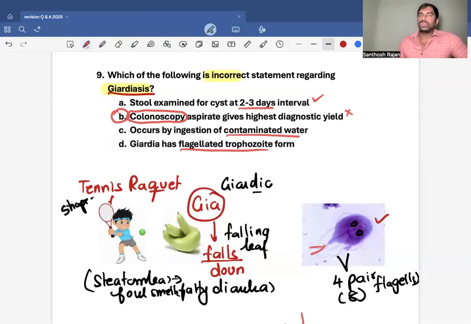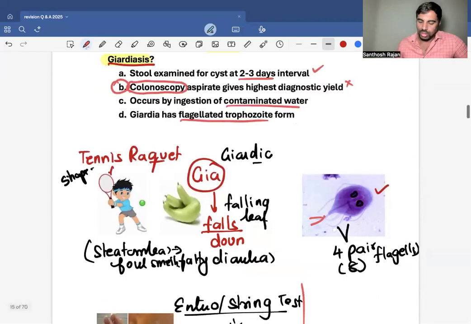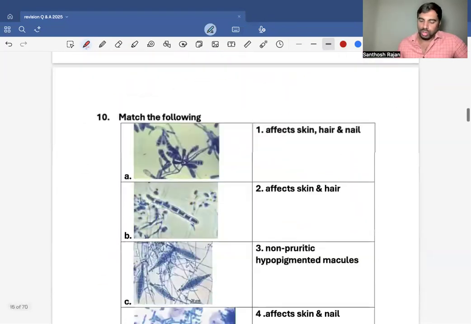Okay, stool test we do, but we don't need colonoscopy. Colonoscopy is for the lower GIT part. So what is the use? So that's the wrong statement. Okay, that's all. Treatment, of course, metronidazole, right?